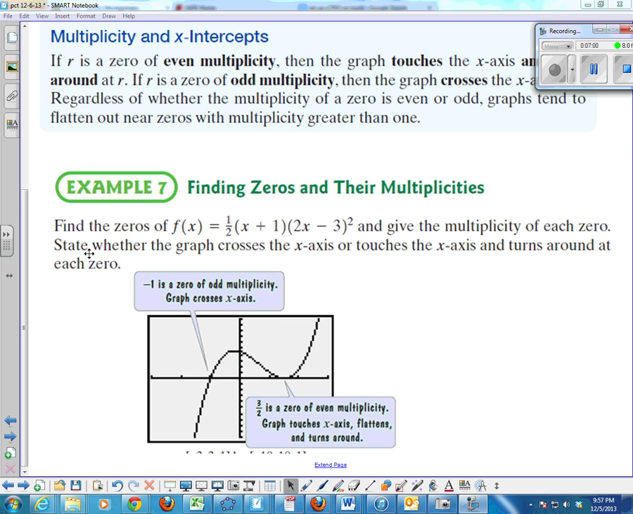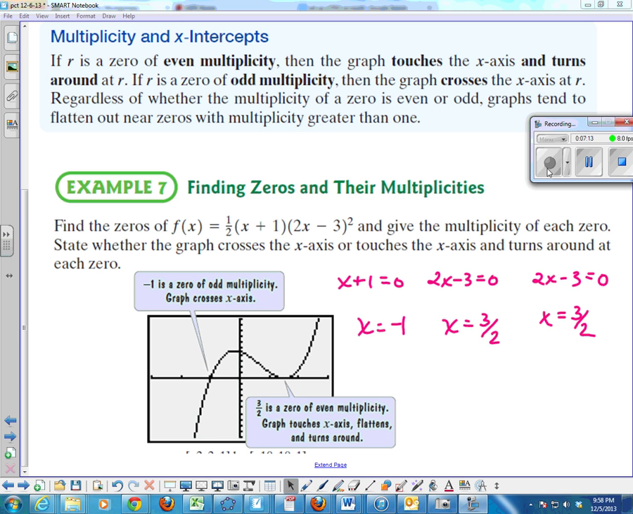If we look at example 7, we have an already factored function. It says to give the multiplicity of each 0. So what you would want to do is set the factors equal to 0. Each of the factors here, not including the constant that's in front, this doesn't count as a factor unless it has a variable in it. So the factors are x plus 1, 2x minus 3, and another 2x minus 3 because of the squared. So we have these 3 factors, set them equal to 0 and solve, and we get these 3 roots or zeros or solutions.